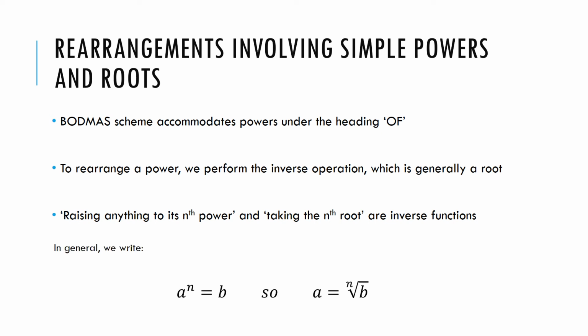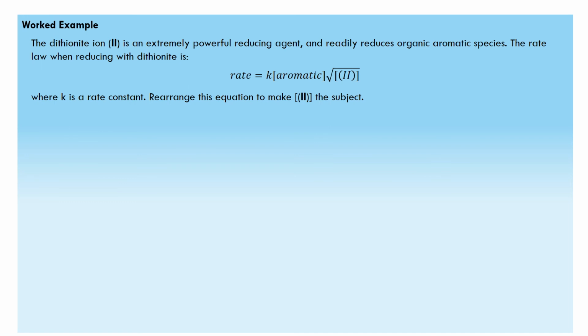So we can write a general set of equations: a raised to the power of n equals b, so therefore a equals the nth root of b. Let's see how that might work in practice with a worked example. The dithionite ion, here represented by the Roman numeral 2, is an extremely powerful reducing agent and readily reduces organic aromatic species.